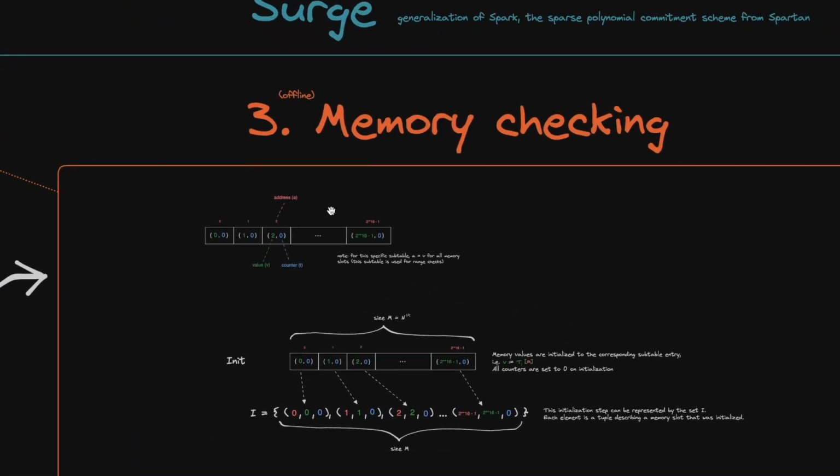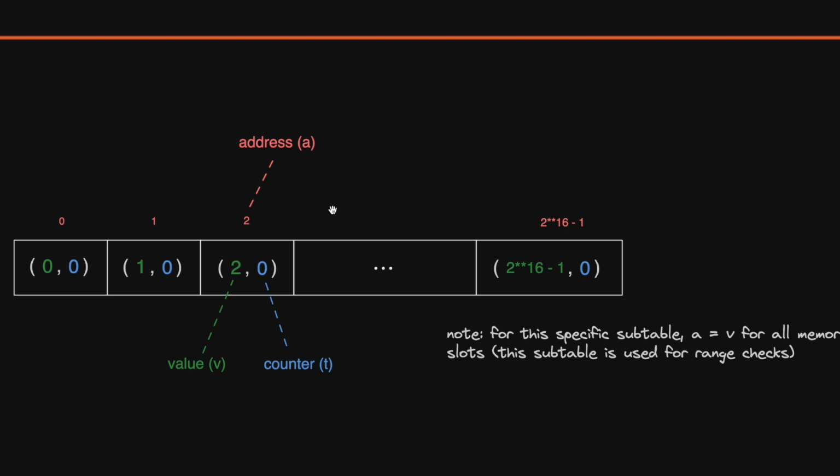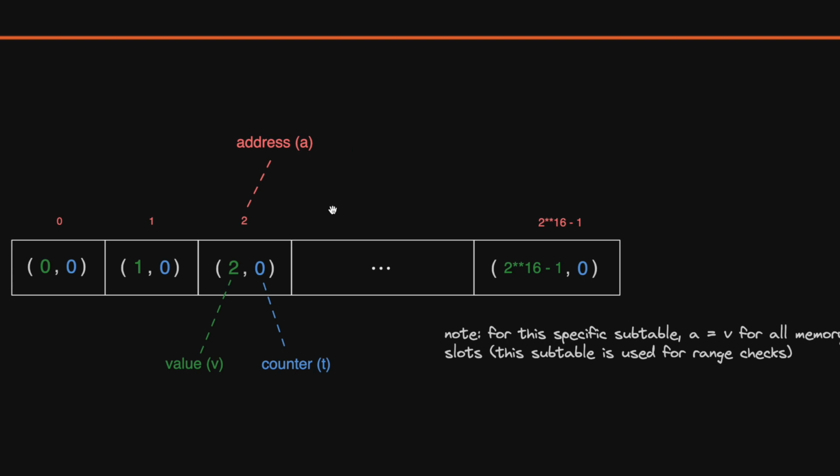So just for definitions and setup, this is how we're going to depict a memory. Basically, it's a vector or an array of tuples. So the memory is indexed by these addresses, these red a values, and each memory cell is going to contain a memory value and a counter, which keeps track of how many times that particular memory cell has been accessed. Note that in this specific subtable that we've depicted, the addresses are going to equal the values for all the memory cells. This table is used for range checks, but in general, the values are not necessarily equal to the addresses.